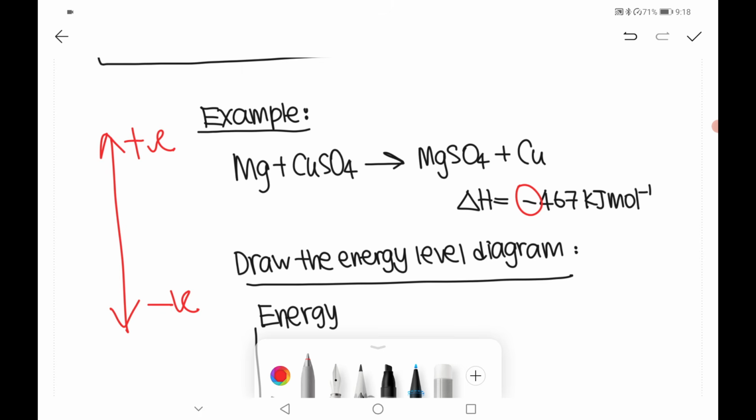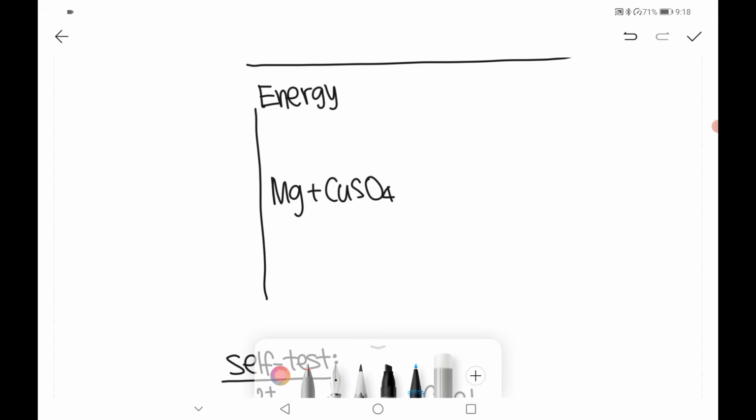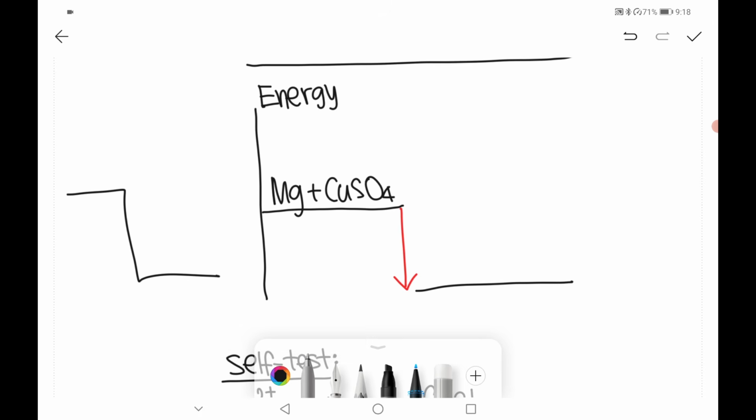So you want to go down. So you must draw a line going down, and you must draw the direction. Now the next thing, you need to draw one more line so that you have the staircase. So this line is your product.